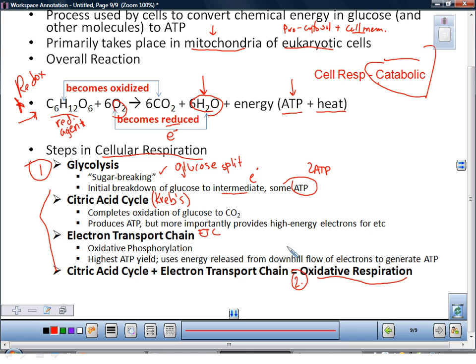Then step 2 is oxidative respiration. If you see the word oxy, this is where the oxygen is going to be needed in this reaction. We're going to need it at step 2, which is oxidative. One thing I want to point out is that cellular respiration overall is aerobic, A-E-R-O-B-I-C, which means in the presence of oxygen. But don't be confused, because step 1, glycolysis, is by itself anaerobic.